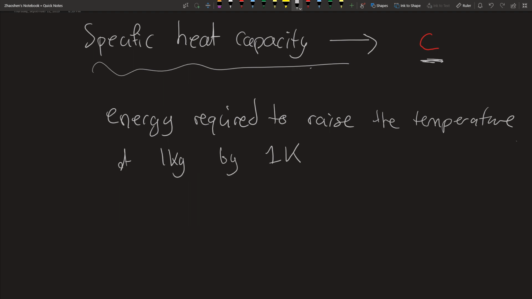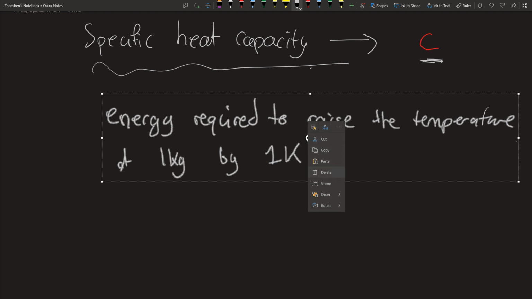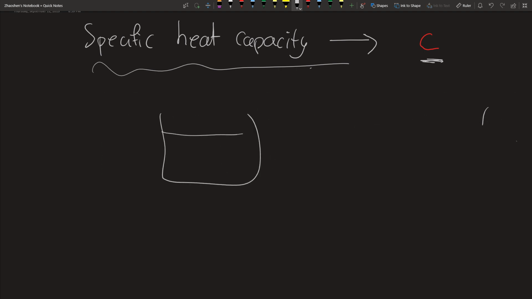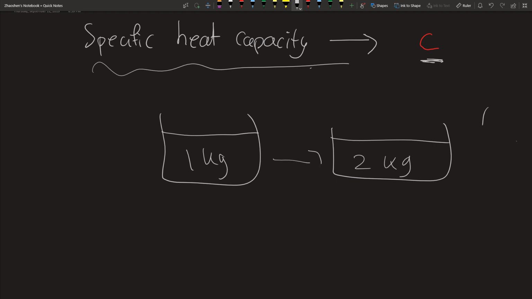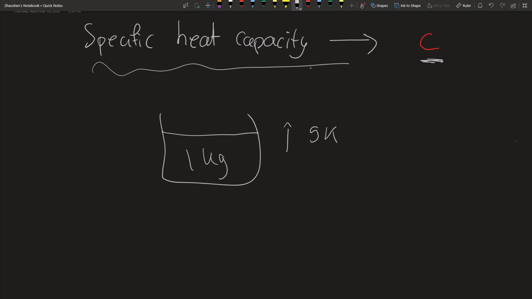Now, what does this mean? Obviously, if I have 1 kilogram of water and 2 kilograms of water, I'm going to need twice the energy to heat the 2 kilograms than the 1 kilogram, right? The 1 kilogram will require half as much heat as the 2 kilograms, right? And if I have 1 kilogram and I want to heat it by 5 Kelvin, this will be 5 times as much as 1 Kelvin, okay?